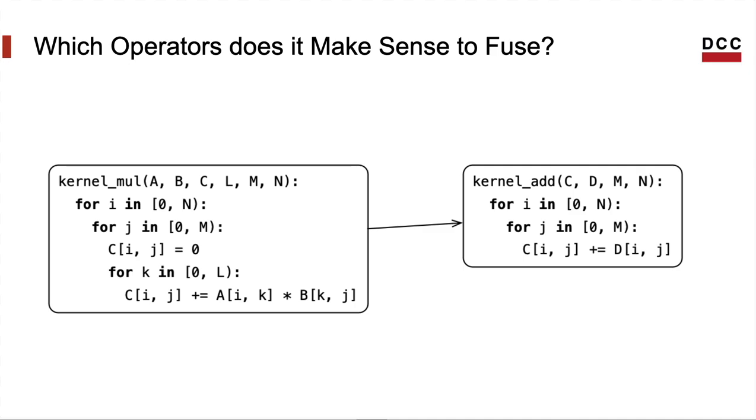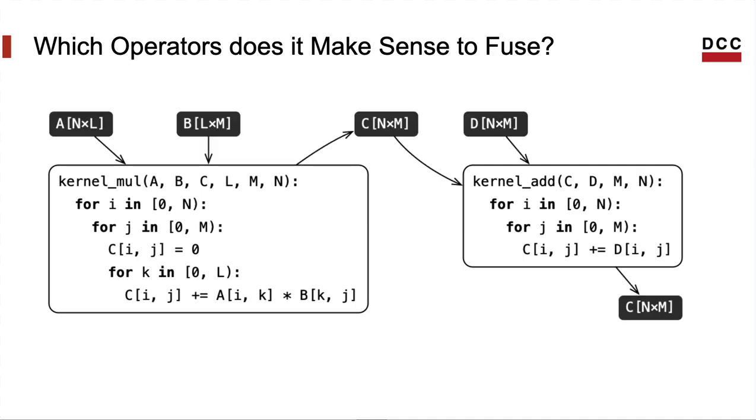For instance, here we have a kernel that multiplies two matrices, and the resulting matrix is later on added to another tensor. So it makes sense to fuse these kernels because one produces data, in this case the matrix C, which the other kernel will consume.